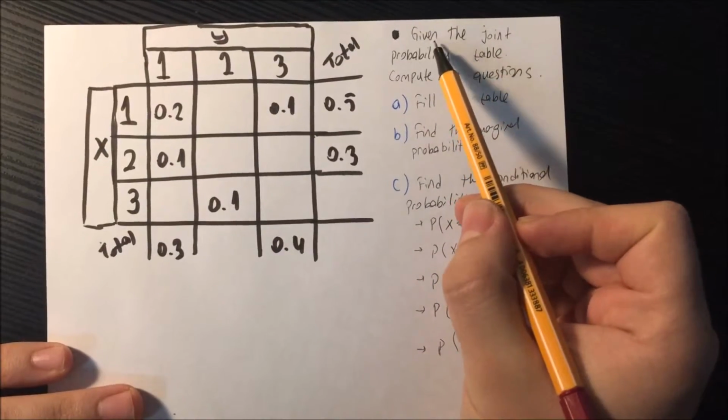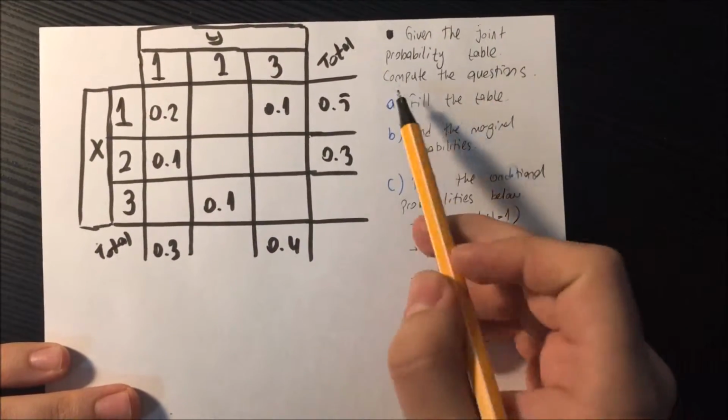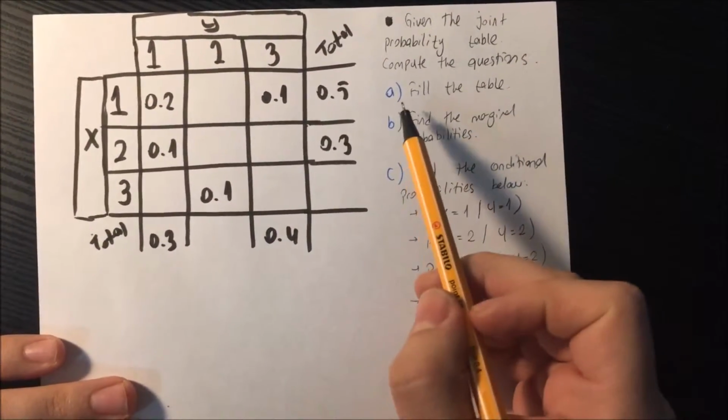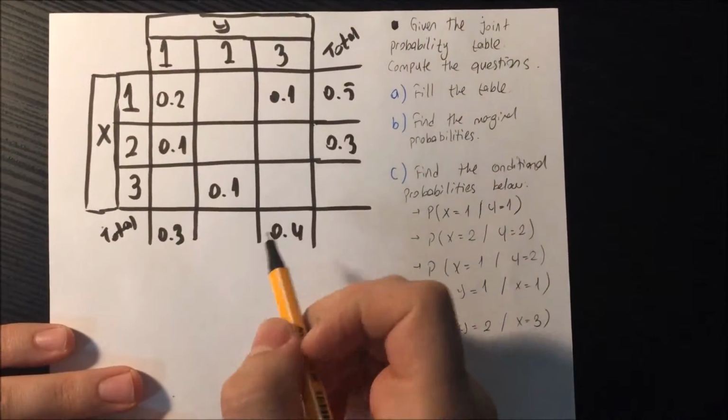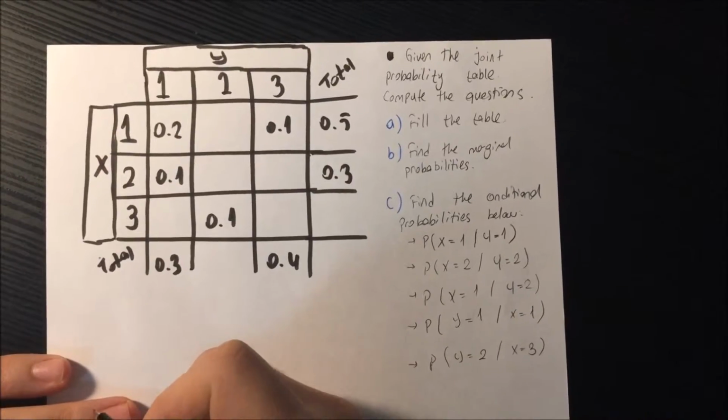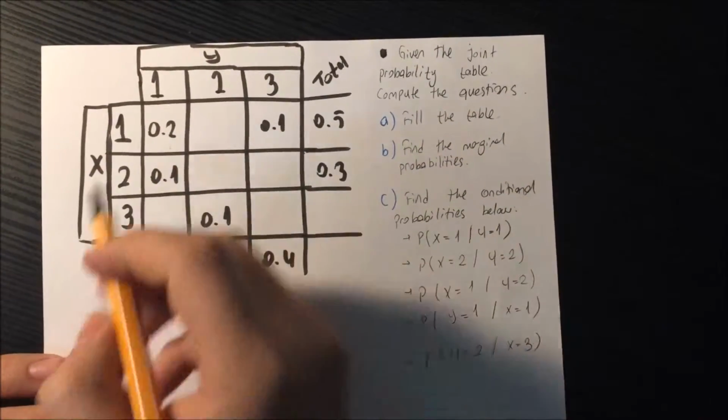Let's look at the question. Given the joint probability table, compute the answers to the questions. The first one: fill the table. So we should fill the table, and let's start with here.